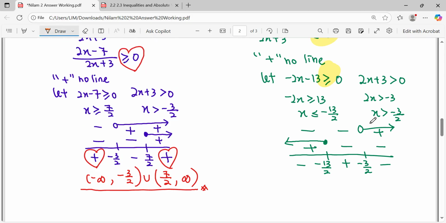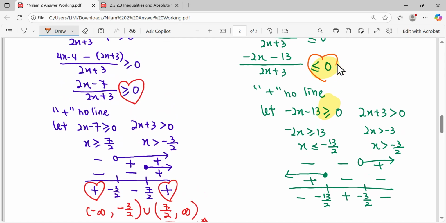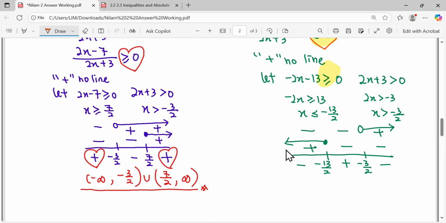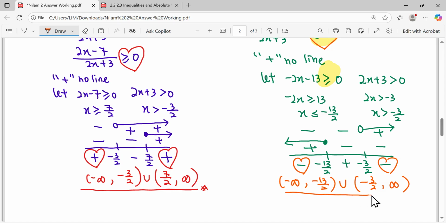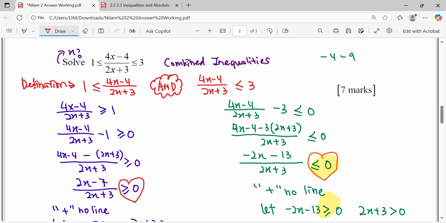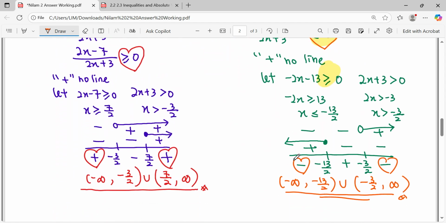So this is negative. And how do we select the answer? We look back at the rational here, less than 0. So the symbol here is only for us to select the answer. Less than 0 means negative region that we want here. So our answer starts from negative infinity until negative 13 over 2. Continue, we have another part. So we put the symbol of union to write the answer in interval form. Alright, so we have done answering the first rational inequality, and also we have done answering the second inequality.